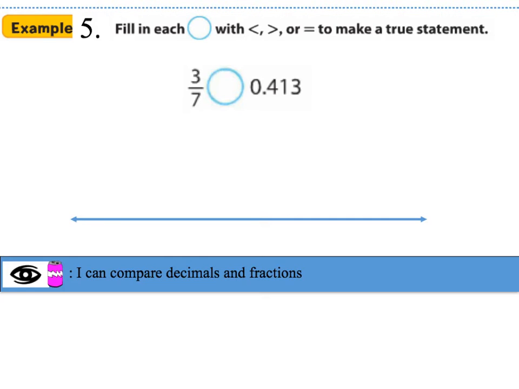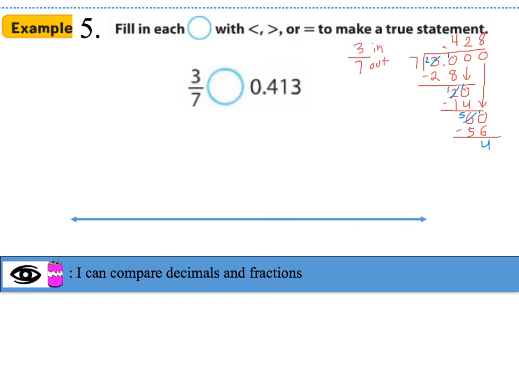The first rational number is 3 over 7. Our second rational number is 0.413. And what we're going to do is we're going to convert that fraction, 3/7, into a decimal so that we can compare both decimals. So I'm going to write 3 over 7, and I'm going to use the in and out method to convert 3/7 into a decimal.